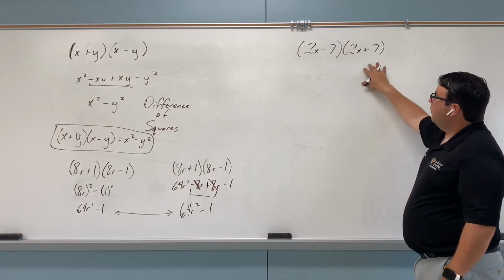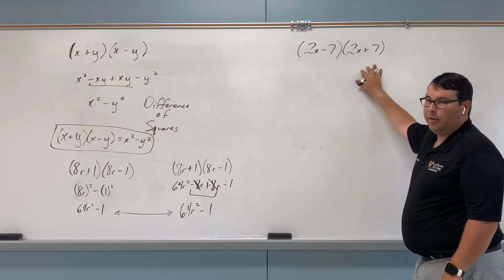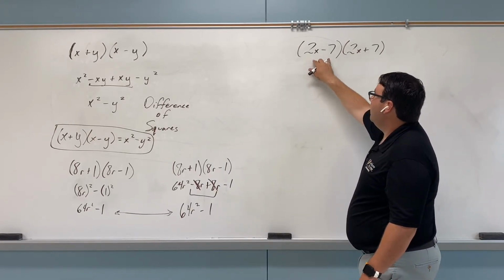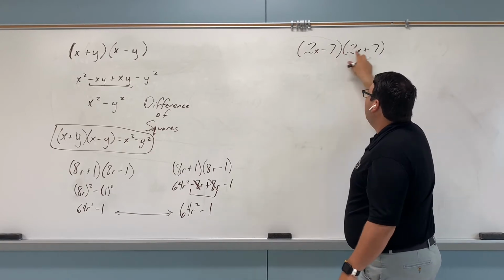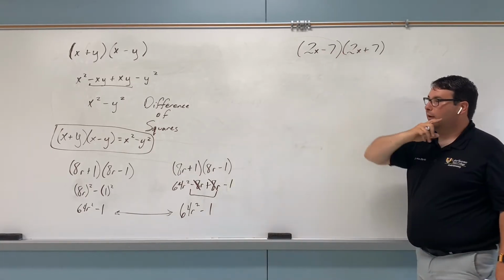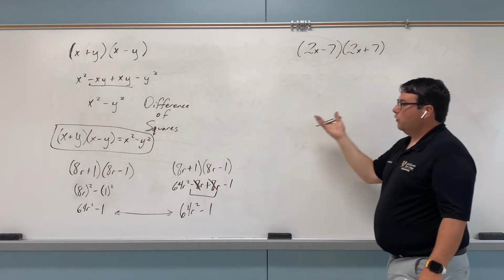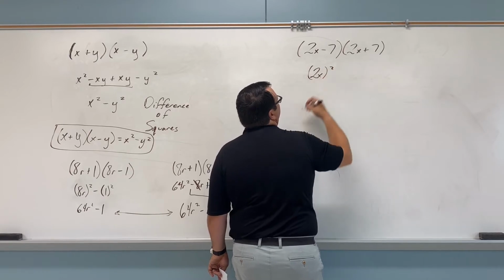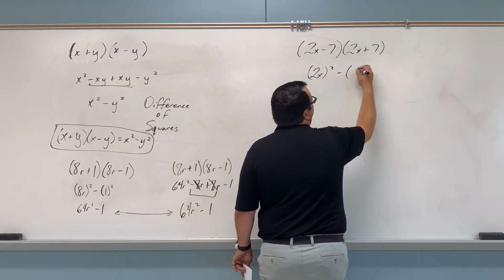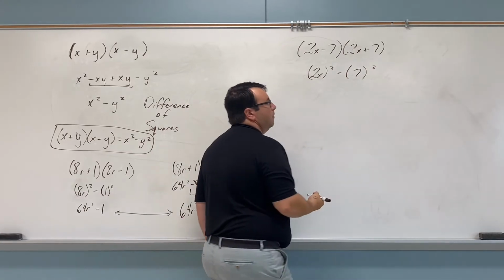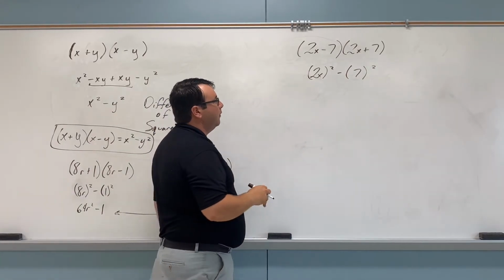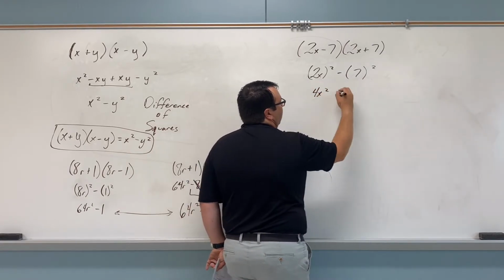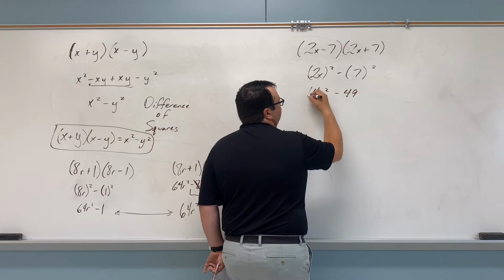So in this next example, again, I have conjugate binomials. I have conjugate quantities, 2x minus 7, 2x plus 7, meaning they are exactly the same, with the only difference being one is added, one is subtracted. Now, going straight from the definition, I have my first term squared minus my last term squared. That is my definition from difference of squares. This gives me 4x squared minus 49.